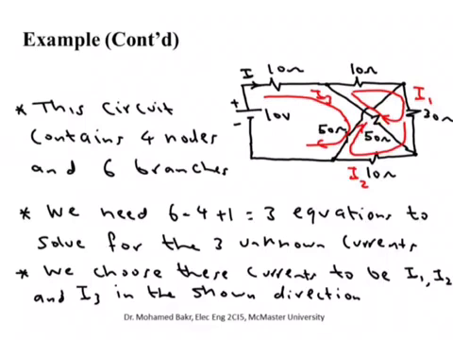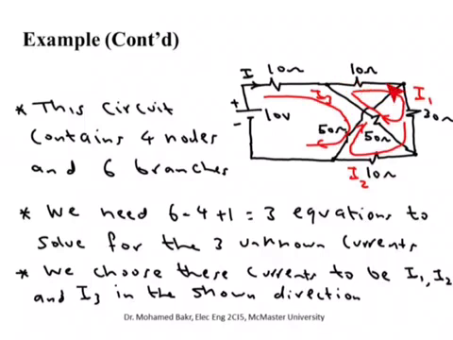Notice the following when you make this selection. The current flowing in the 30 ohm resistor is actually I1 plus I2, because this branch is shared by this loop and by this loop. So the current flowing in this branch, in the 30 ohm resistor, from top to bottom is I1 plus I2. Also notice that the current flowing in this 10 ohm resistor here is I3, which also flows here. So this is a joint branch between loop 2 and loop 3. It's very important to understand that in this 10 ohm resistor, you have only I3.